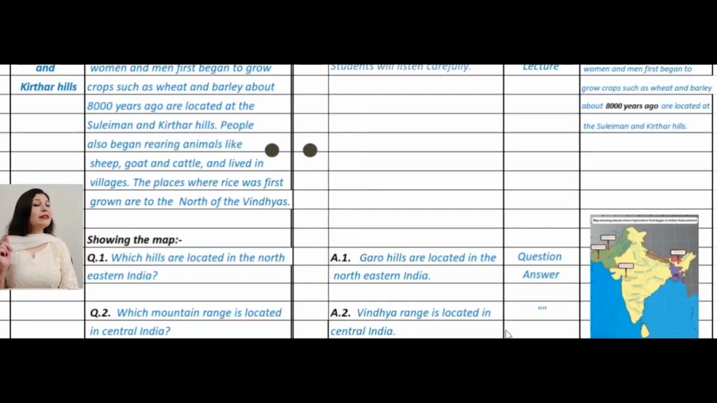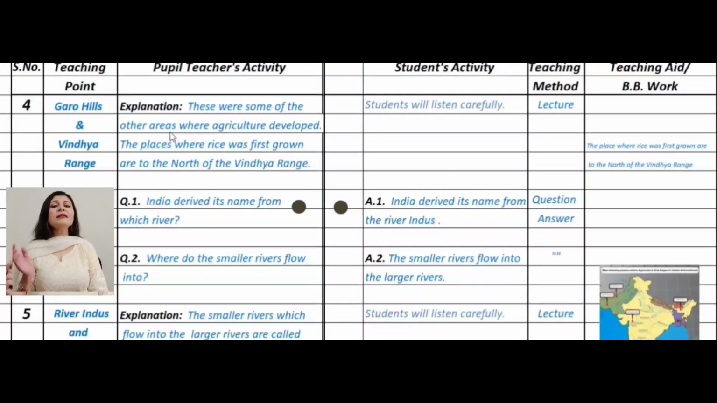Then we'll explain this teaching point, that these were some of the other areas where agriculture developed. The places where rice was first grown are to the north of the Vindhya range. In the students activity column, we'll write students will listen carefully, and in the teaching method column, we'll write lecture method. And here we'll use the blackboard also to show them that the place where rice was first grown are to the north of the Vindhya range.